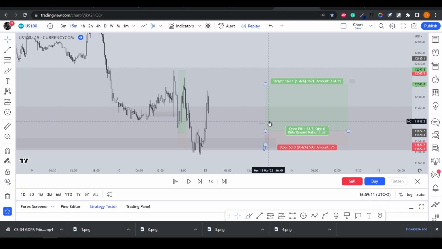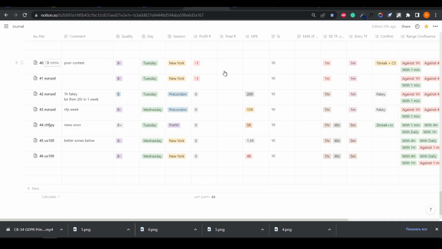And this is a trade from this week. Okay, so this was this week, pretty weird one, but again, nothing too bad happened, just a bunch of break evens.